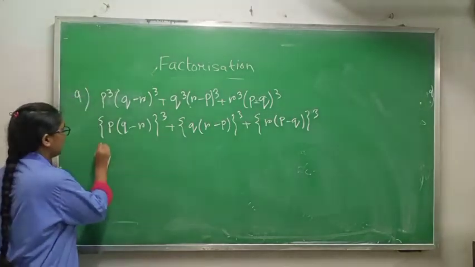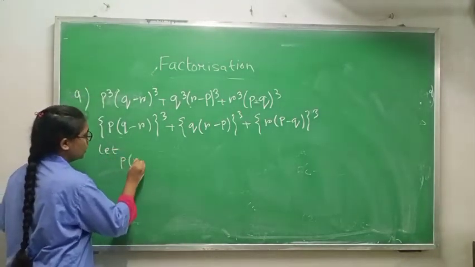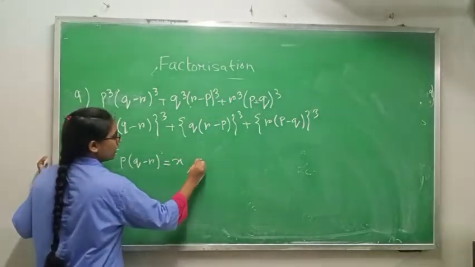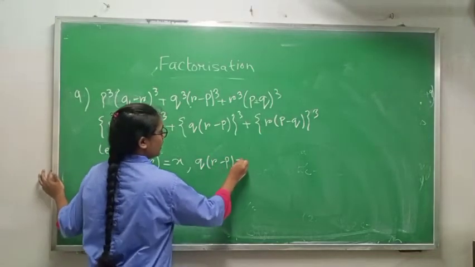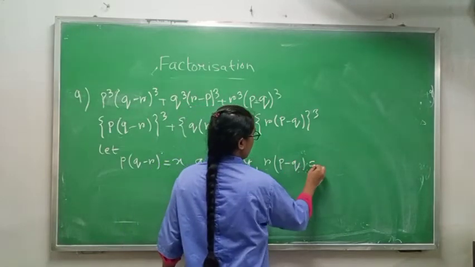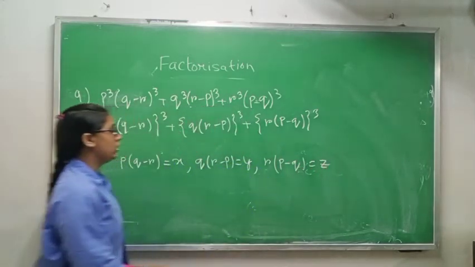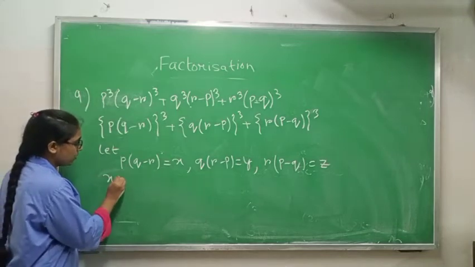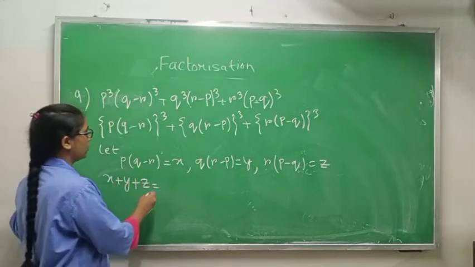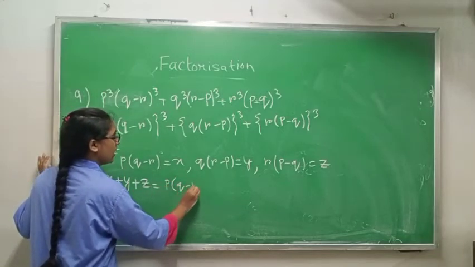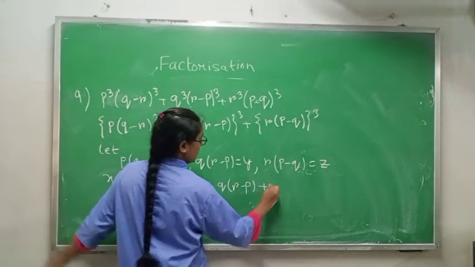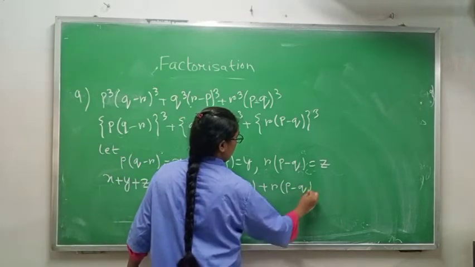So let p(q − r) equals x, q(r − p) equals y, r(p − q) equals z. Now what I will do, I will add x, y, z. When I am adding x, y, z this side, I have to add this side also. So p(q − r) plus q(r − p) plus r(p − q).